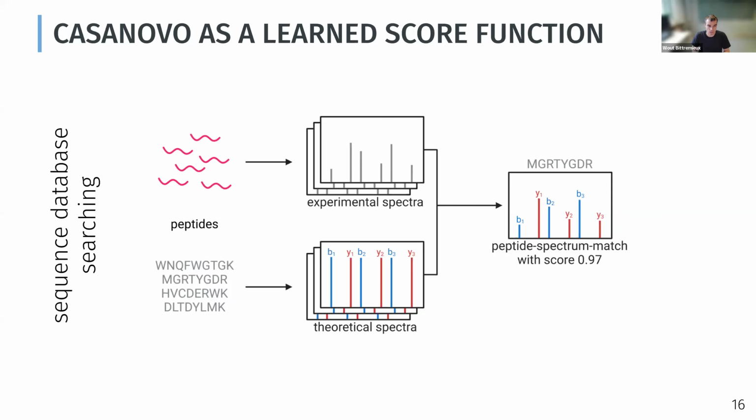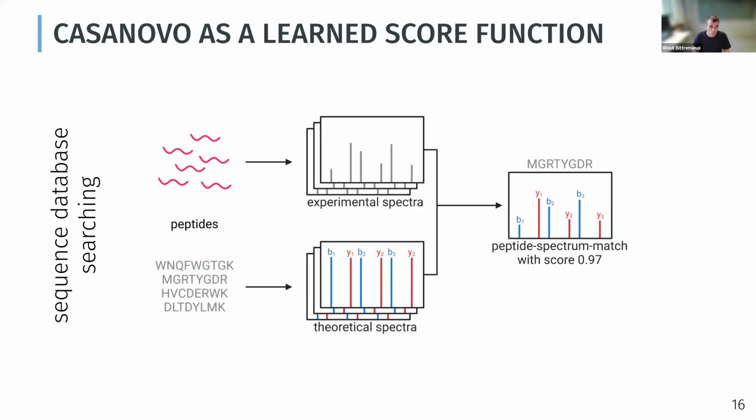So that is Casanovo in sequence database searching mode. We then considered most people still use sequence database searching because, after all, if you know which proteome to match against, that's very strong information to filter your search space. So can Casanovo help us there as well?